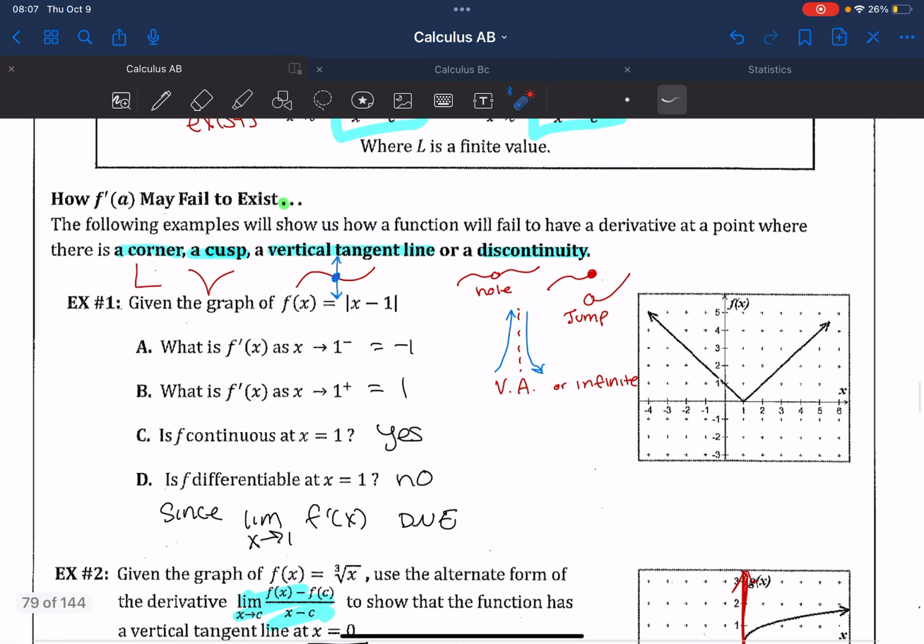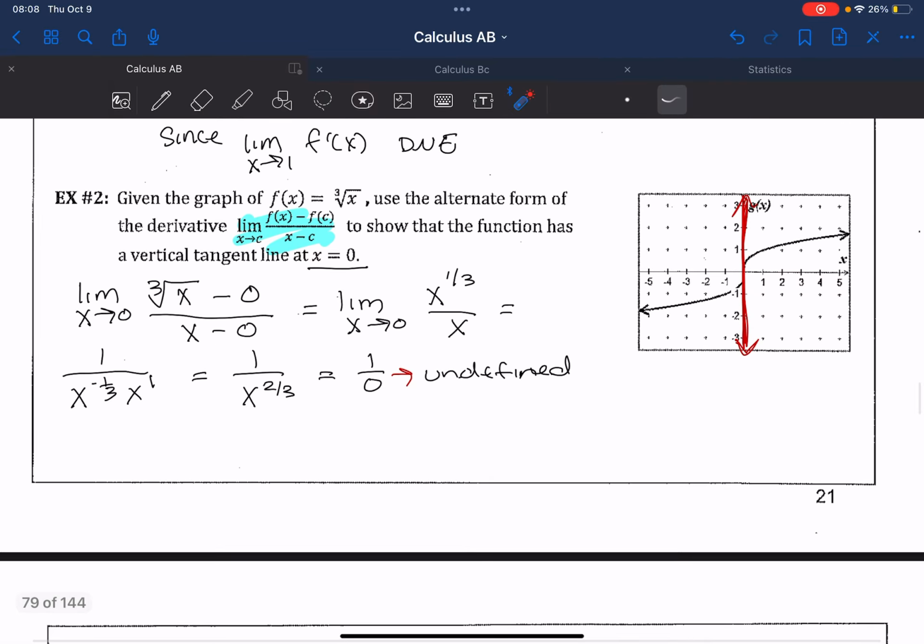There are some instances where the derivative may fail to exist, and that is at a corner, a cusp, a vertical tangent line, or a discontinuity. And that could be a hole, a jump, or a vertical asymptote. Okay? And then below I drew diagrams of what it means by corner, cusp, and vertical tangent line.